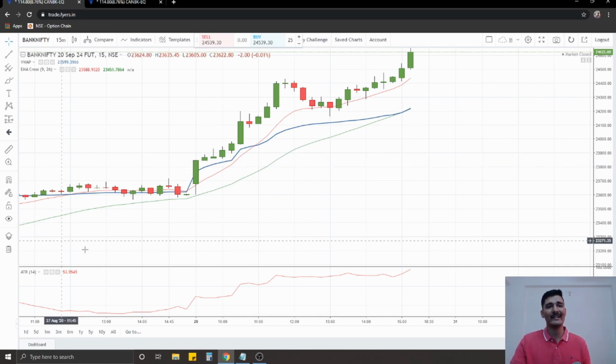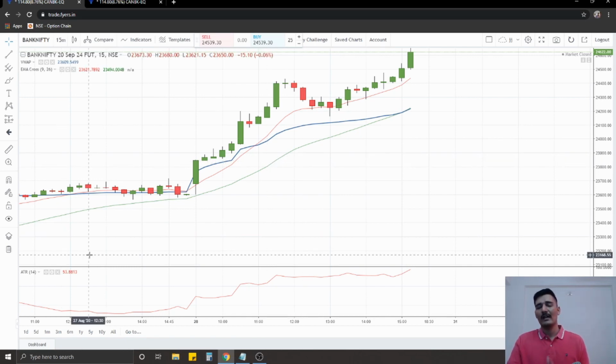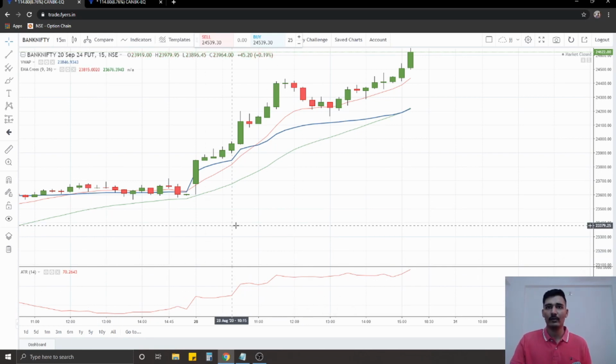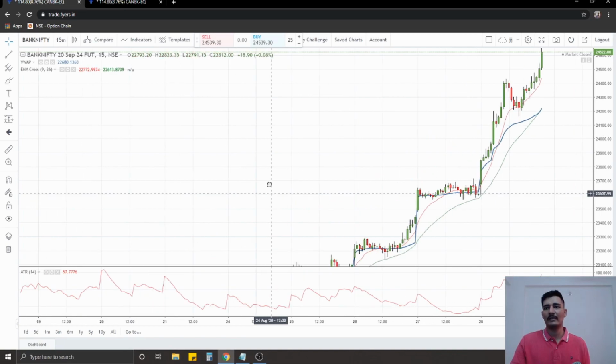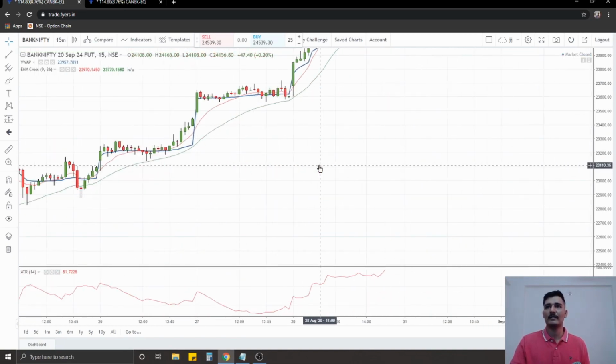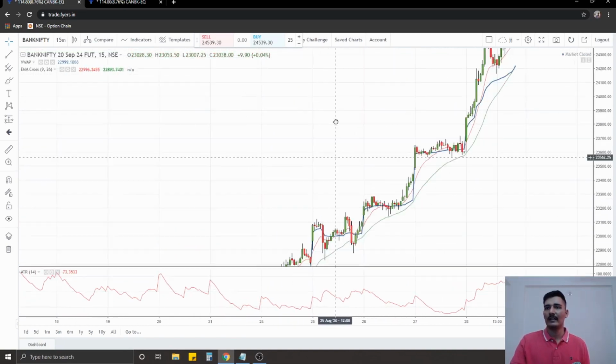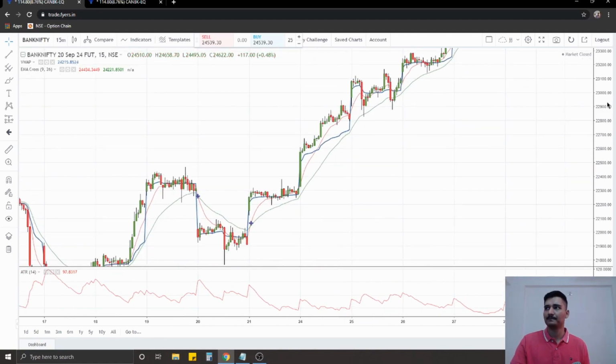Now on the bottom we have the ATR, which we are going to be using for, as I said, placing our targets and stop loss expectations. Now the first thing that we do on this setup is obviously look at the crossovers, because that is going to signify the direction.